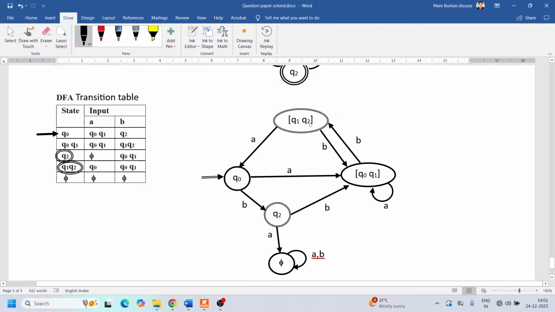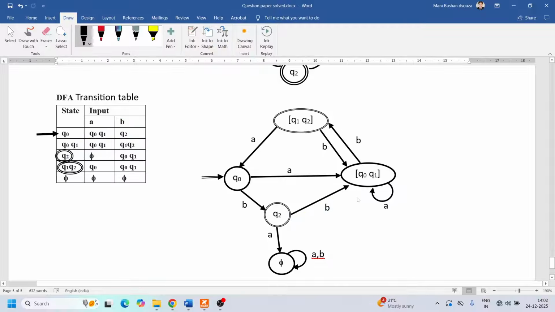Done. Next, let's go to the next state, that is Q2. From Q2, if the input is A, you go to the dead state. Just draw an arrow there. Then from Q2, if the input is B, you go to Q0 Q1. So you draw an edge there.